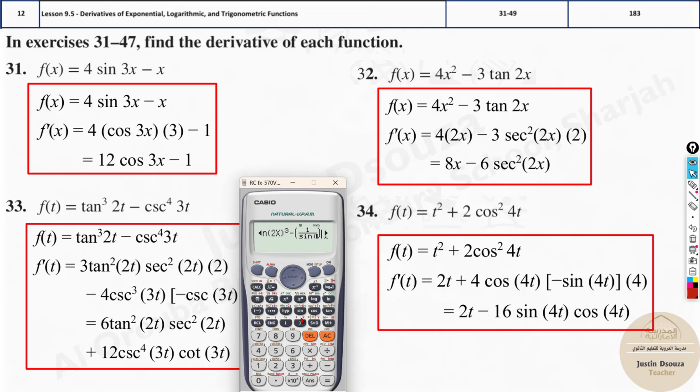1 by sine 3 times x, close the bracket, and now close the main brackets and power it up. It's to the power 4. And now what is the x value you're assuming? We always assume 1.5. So we will see what's the answer. Now we got a syntax error.